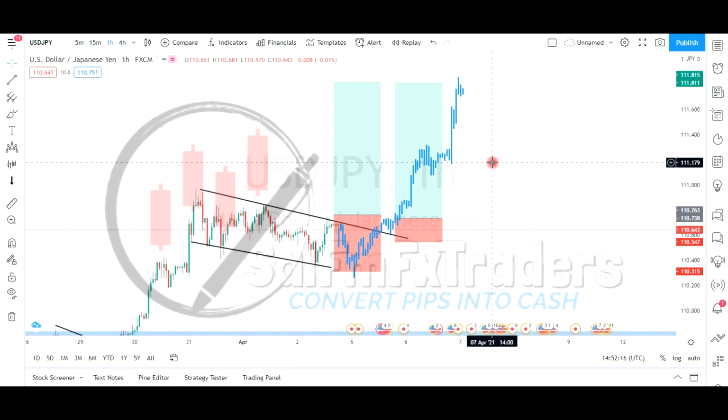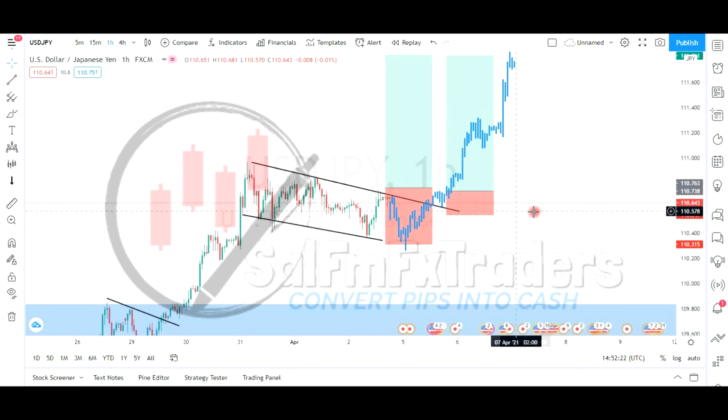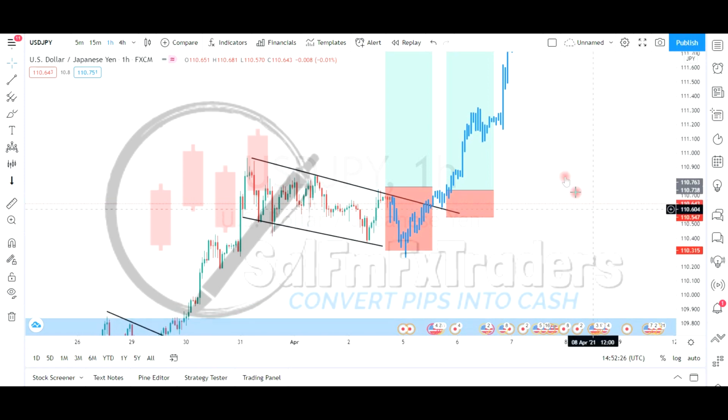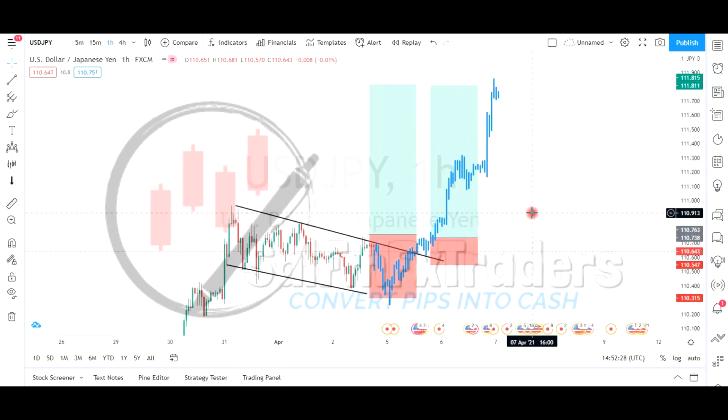So on this pair USD Jpy, there are more possibilities to the upside than to the downside. I'm not saying it shouldn't go down, it might go down, but these are the probabilities that we are having right now. Now let's do the last pair, which is EURUSD.